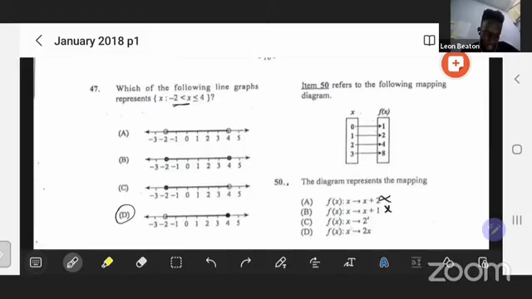So let's try this one, 2 raised to the x power. 2 raised to the 0 power is 1. 2 raised to the 1 power is 2. 2 raised to the second power is 4. 2 raised to the third power is 8. So the answer is C.